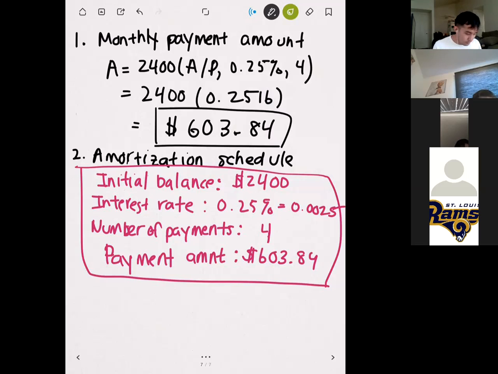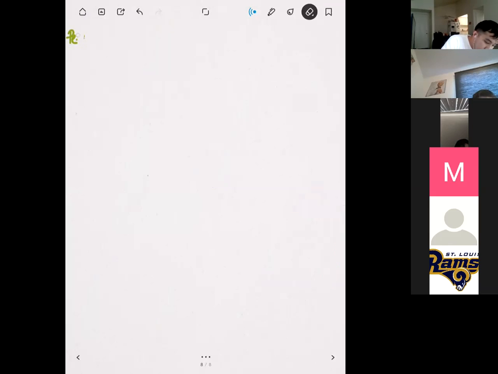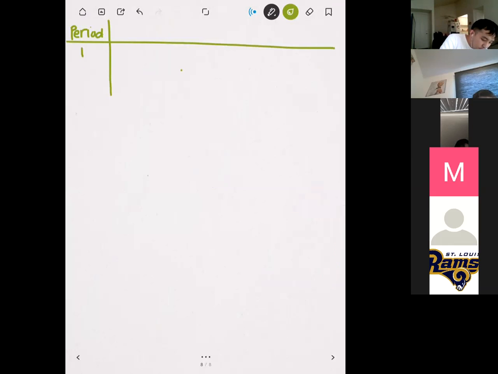Okay, so let's start filling out the table. First we have the first column, which is period. We can have this on our midterm, right? Yes, this is going to be part of the midterm. And so we have 4 periods here, so we're going to have 1, 2, 3, 4.